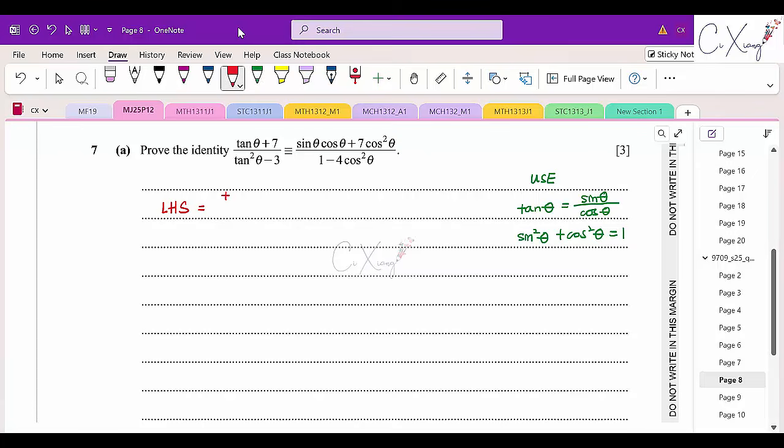We have tangent theta plus 7, then divided by tangent square theta minus 3. Okay, so first step, because my answer here has only sine and cos, there's no tangent, that means I want to replace all my tangent by using sine over cos. So that's the first step that I take. Tangent theta becomes sine over cos, plus 7. Then divided by the tangent square. Tangent square you can write as sine square over cos square.